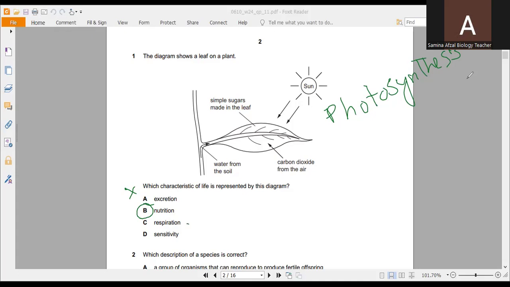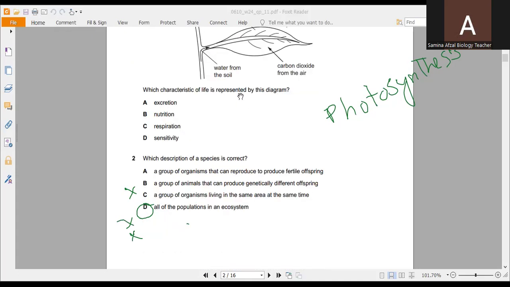C is respiration, during which carbon dioxide is removed out of the plants, and sensitivity is another characteristic of plants, which shows the different types of sensitivity. For example, if we touch some of the plants, they are called touch-me-not plants, so their flowers are closed or their leaves are curled inside. So these options are not the correct options. Only B is the correct option.